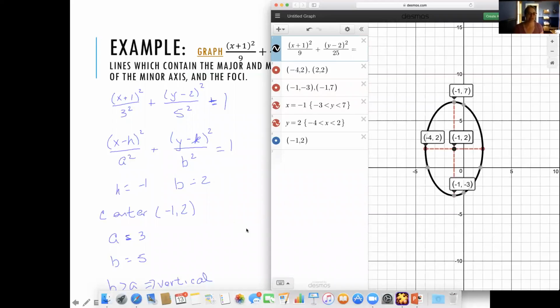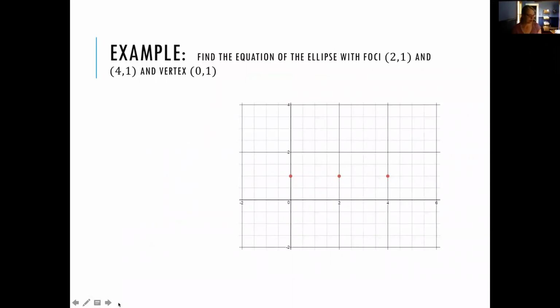All right, let's try another one. So I want to write the equation of an ellipse with foci (2, 1) and (4, 1). So I have just graphed those. So my foci are at points (2, 1) and (4, 1). And I have a vertex at (0, 1). Now, if I have a vertex at (0, 1), let's talk about this. We know some stuff already. We know where our foci are.